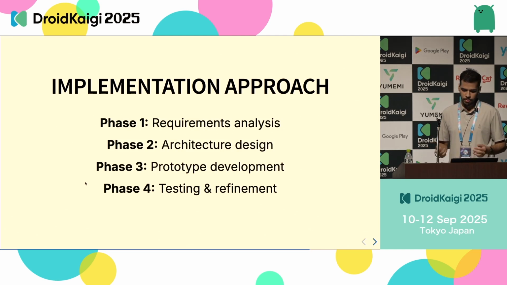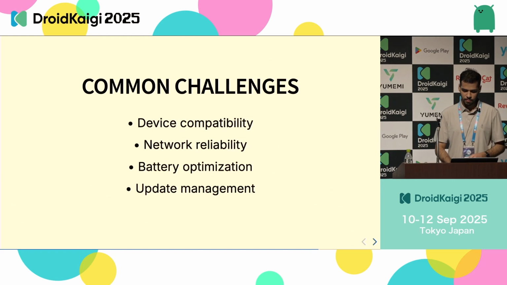Third is prototype. You can always start small, and then build on top of it, given that Kotlin is quite versatile. Last is testing. You have to test with real operators. That means even after you've made your app, you have to go offline and try to test it as much as possible. And there are some common challenges.